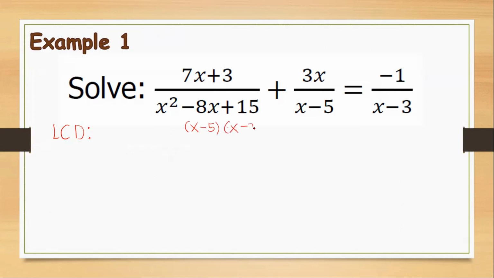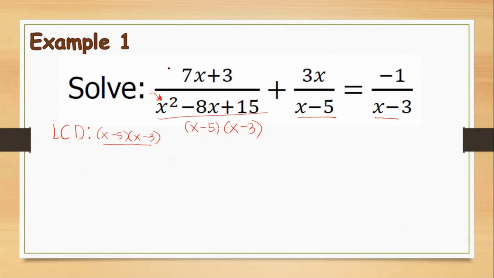Okay. And so, the least common denominator for the three of these expressions can be x minus 5 times x minus 3. And it can be written wholly as this one. So, our LCD is x minus 5 times x minus 3. Actually, I have chosen this kind of LCD instead of writing it like this because it's easier for us to cancel if it's written like this one. Okay, so let's continue.